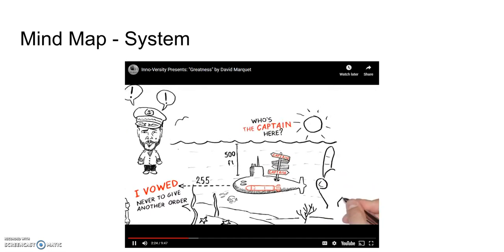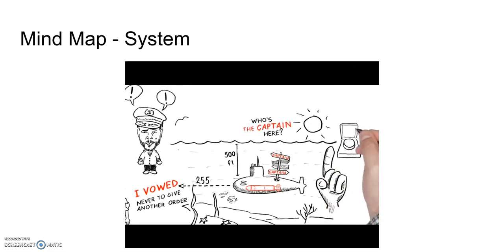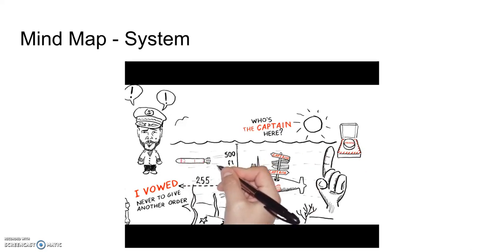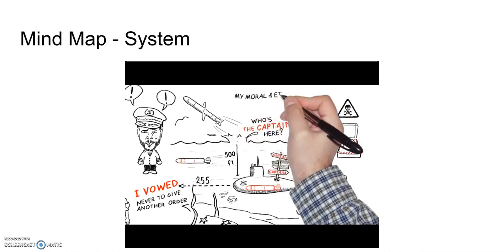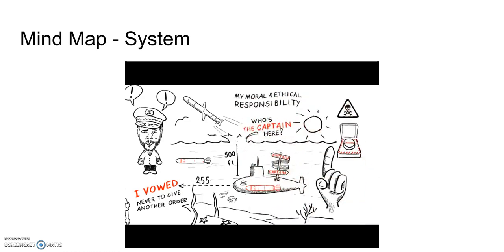I did retain one order. The final order to launch a weapon, a torpedo or a missile, I kept with me, because I felt that since that was going to result in the deaths of other human beings, I didn't want that on anyone's conscience but mine. That was my moral and ethical responsibility.